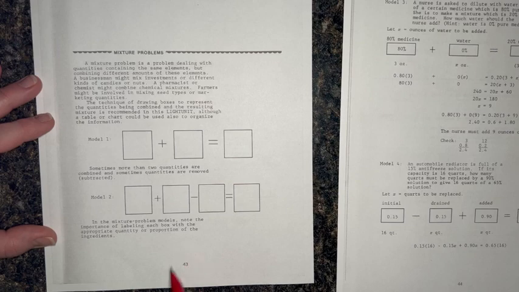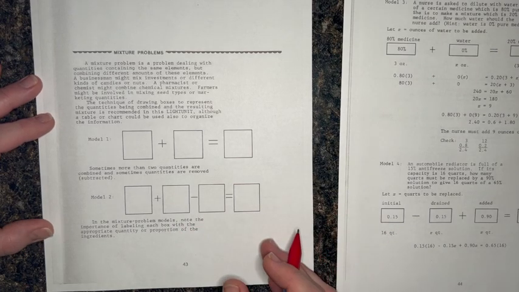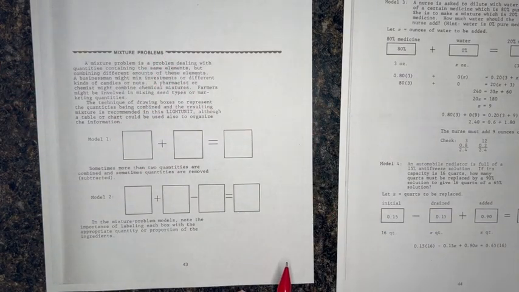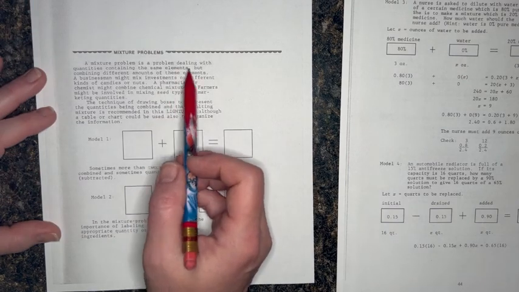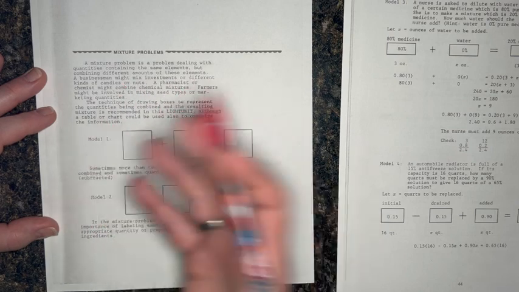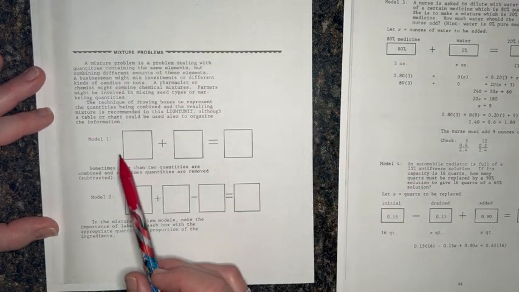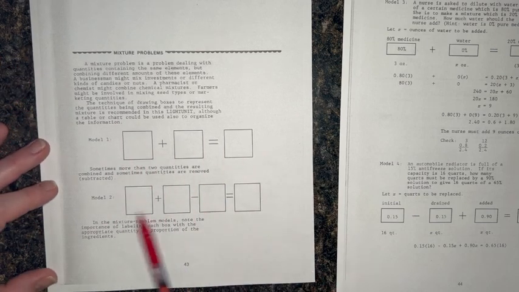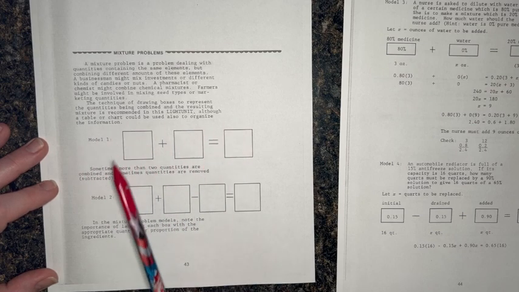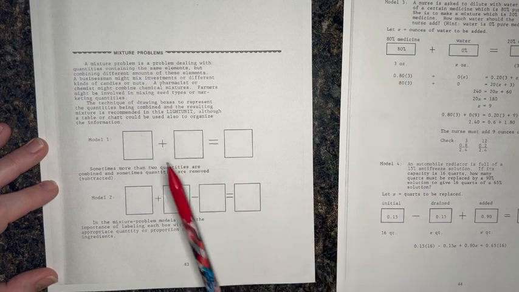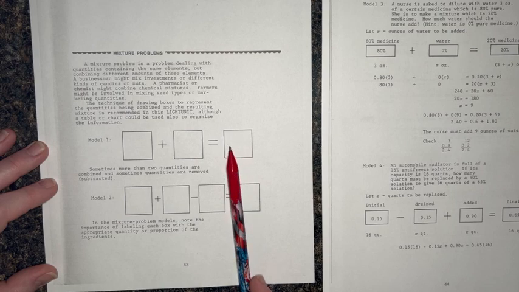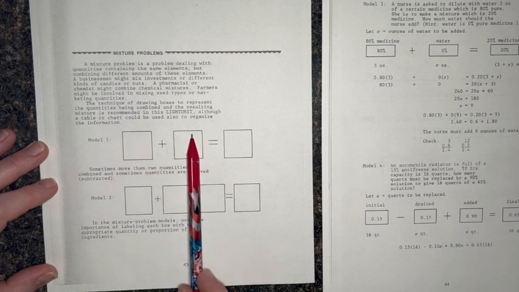So the next topic begins on page 43 of this printout, this handout, and it's called mixture problems, okay? Now, a mixture problem is a problem dealing with quantities containing the same elements, but combining different amounts of those elements, okay? They have these little boxes drawn up. This is not the exact way. I mean, the next page is a bit more clear. This is kind of an interesting setup. But the table or chart to organize your data is very important.